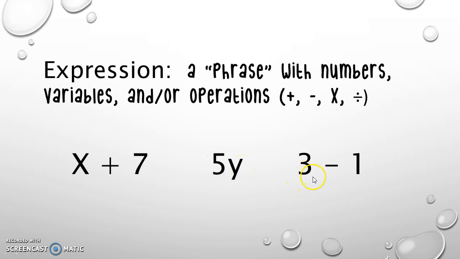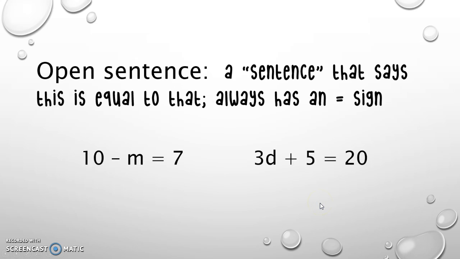And it doesn't always have to have a variable. In this example I have 3 minus 1. That's an expression as well. The thing you might notice is that it's missing an equal sign. That's our next term. An open sentence is a sentence that says that whatever's on one side is equal to that. It always, always, always has an equal sign.